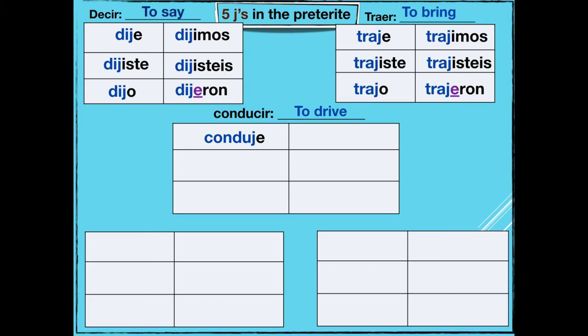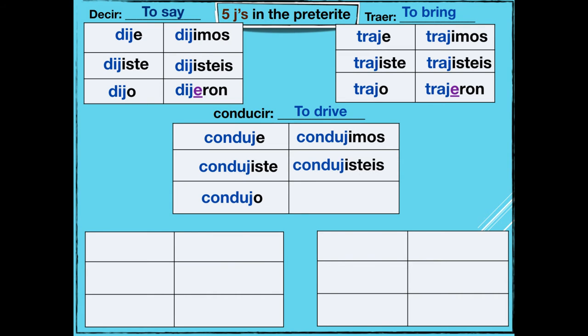So what would the next one be? Yeah, I hope you said it. Condujiste. Then condujo, and what would be we drove? Condujimos, y'all drove. In Spain, condujisteis. And then they drove, y'all drove will be condujeron, of course. Perfect. So again, pretty simple. They all follow the J's pattern, and then the endings are the same for each of these five verbs: iste, imos, isteis, eron.